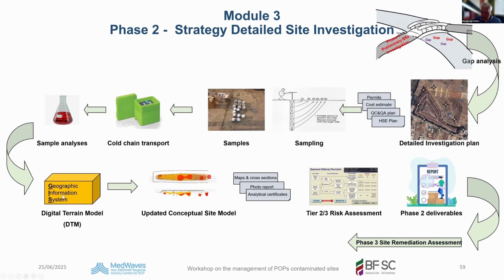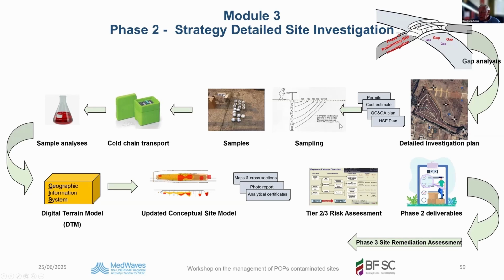And here you have your geographic information system, your digital terrain model, DTM, made with the information of my drone flights in phase 1, because that gives you a point cloud, and with the point cloud you can make a DTM. I showed you this example. This was made with a point cloud, and here you see my DTM. Then the reporting contains map, cross-section, photo report, analytical certificates, and with the information you make your next level of risk assessment, and all goes into a phase 2 report. And this is the input for the phase number 3, the site remediation assessment.